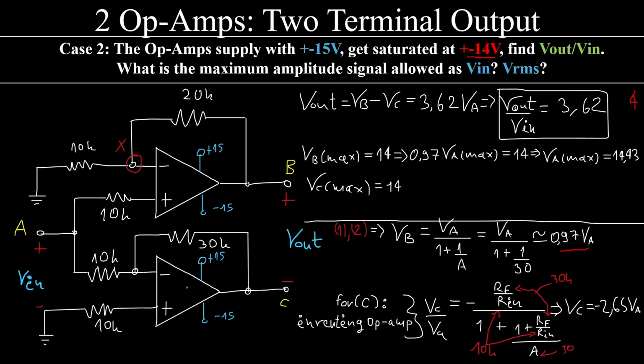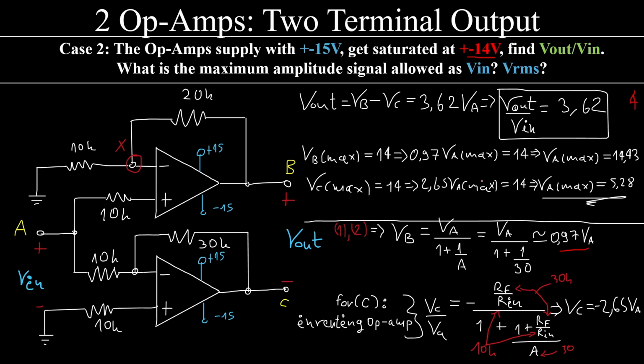How about this lower part of the circuit? Again, VC max is equal to 14. How much is VC max? It is 2.65 VA max, with a minus in front, but it doesn't matter here. Must be equal to 14. Therefore, VA max must be equal to 5.28. I keep this value as the maximum value because it's the smaller value, alright?